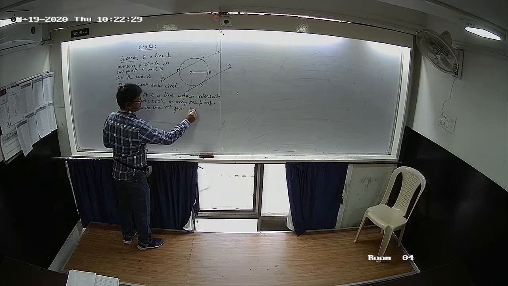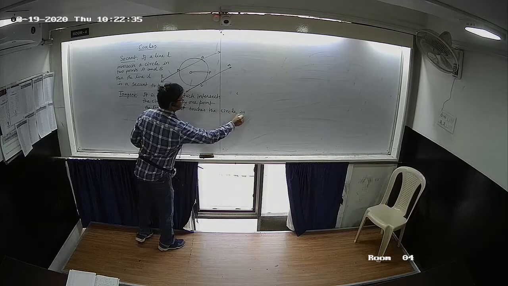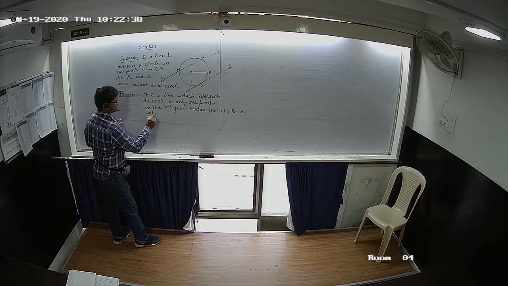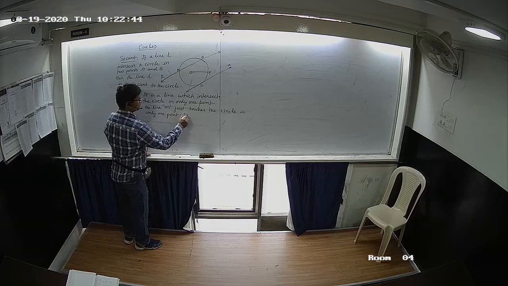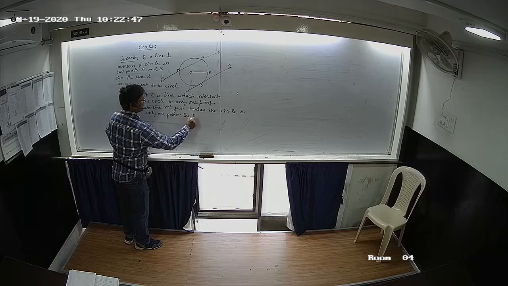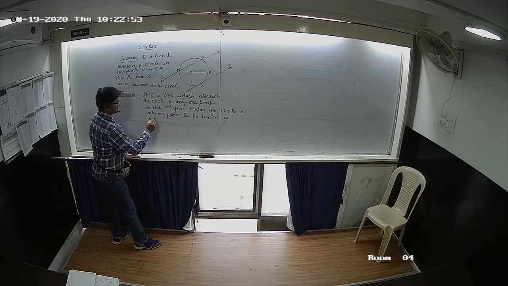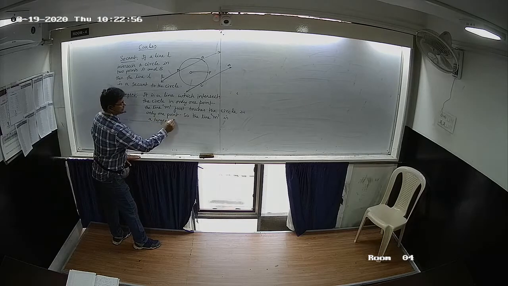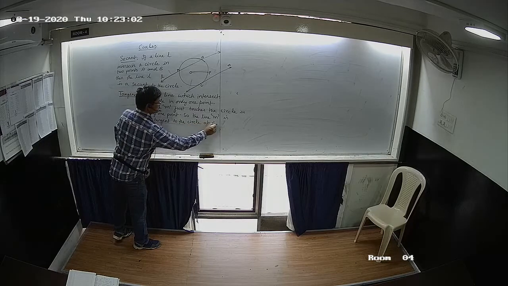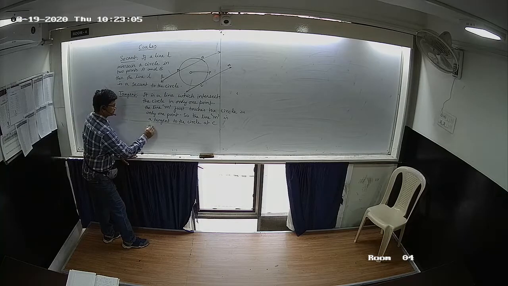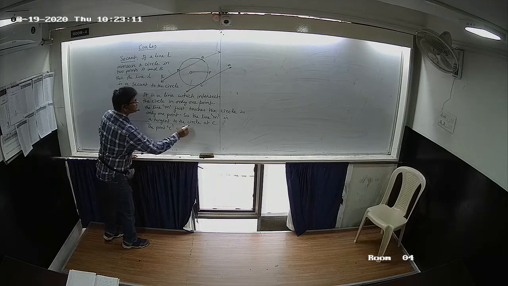Just touches the circle in only 1 point. So, the line L, line M, is a tangent to the circle at C. This is the point C.